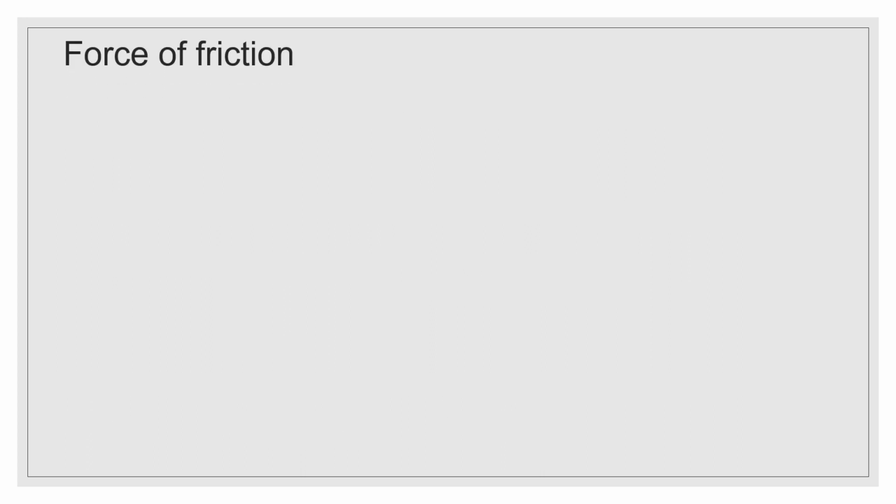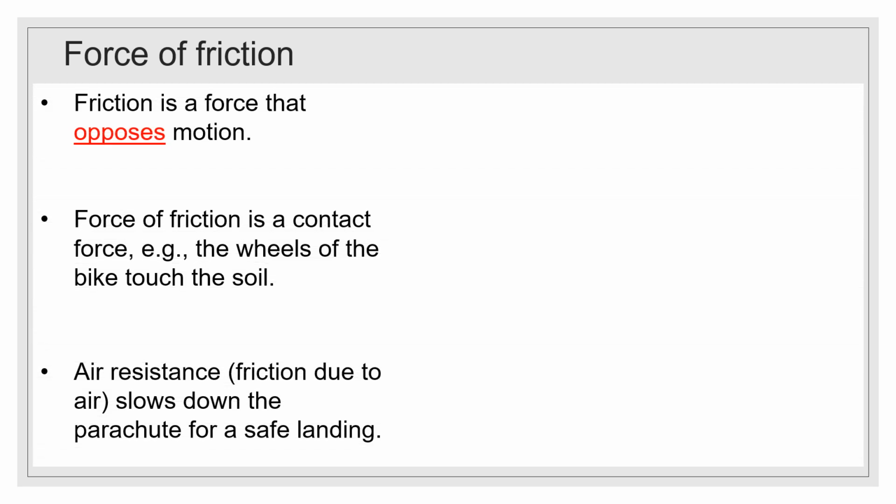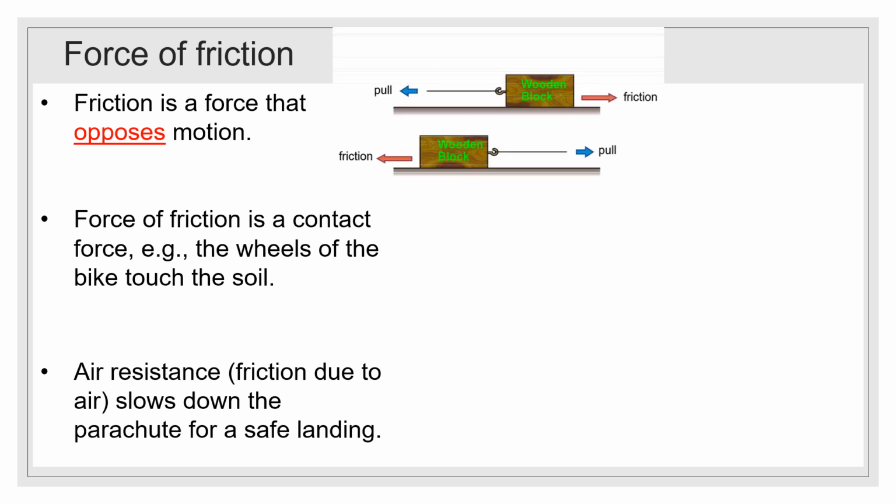The next type of force is the force of friction. Friction is something that opposes motion. As you can see in the picture, when the object is being pulled to the left hand side, the force of friction is on the right hand side, while when the pull is on the right hand side, the force of friction is on the left hand side. So friction always opposes motion.